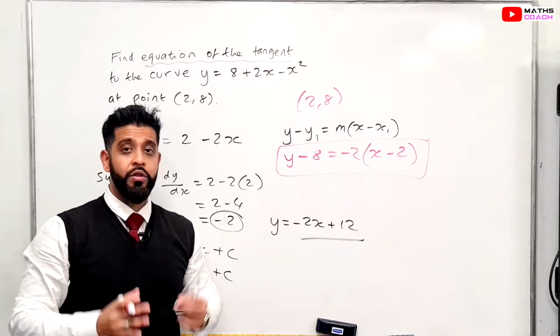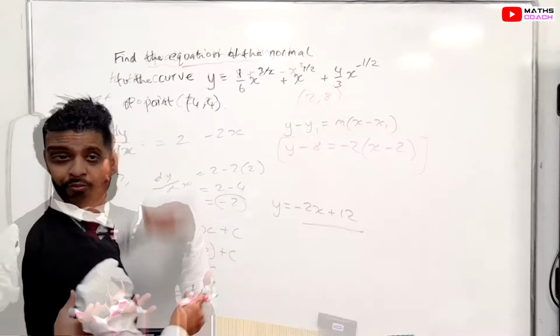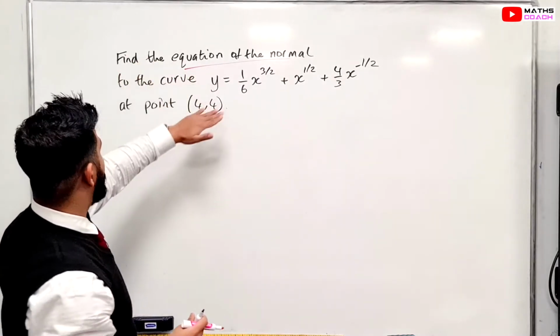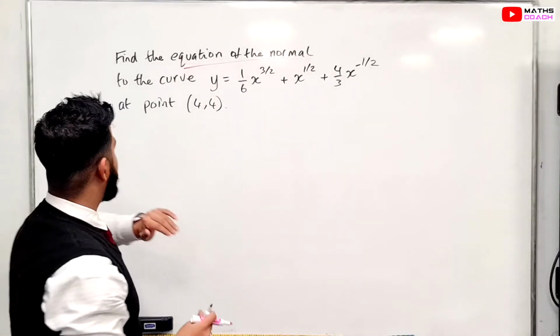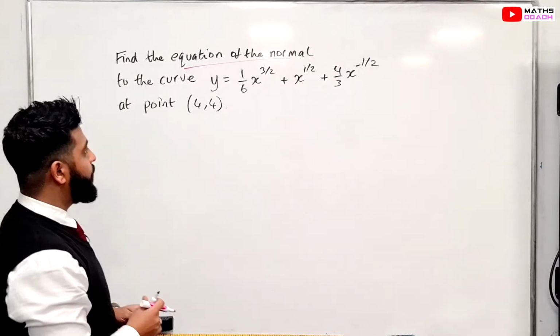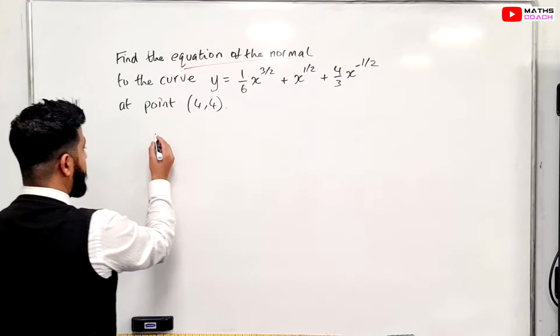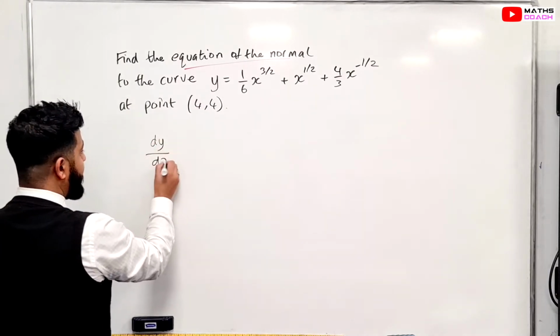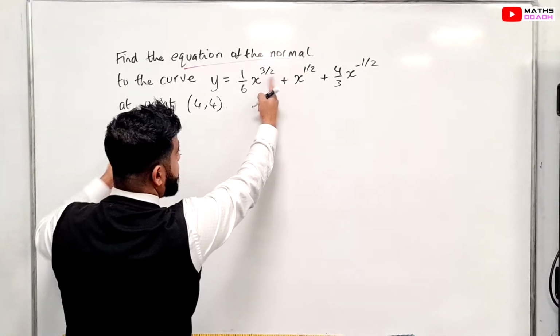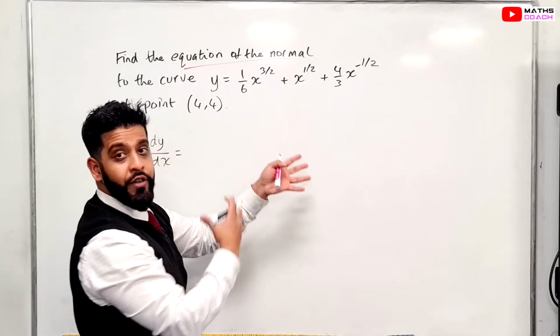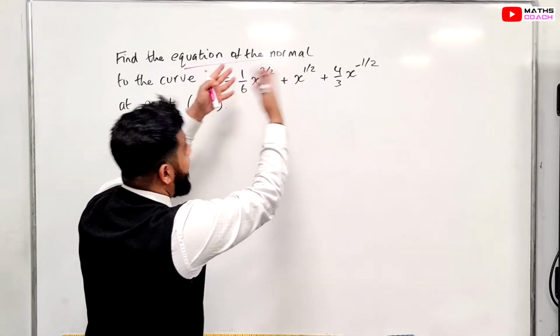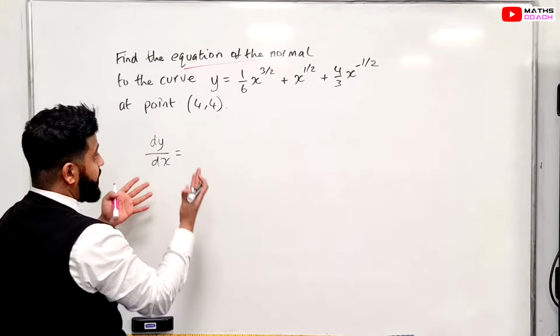Let's now move on to finding the equation of the normal. Let's have a read of this one. Find the equation of the normal to the curve, and the function is given to us, at the point (4, 4). Like before, we'll start off by differentiating this. So dy over dx, what do we get? Let's do that. We've got to be very careful because we've got lots of indices which are fractions which will come and multiply here, and then we also have to take 1 away from the powers individually.